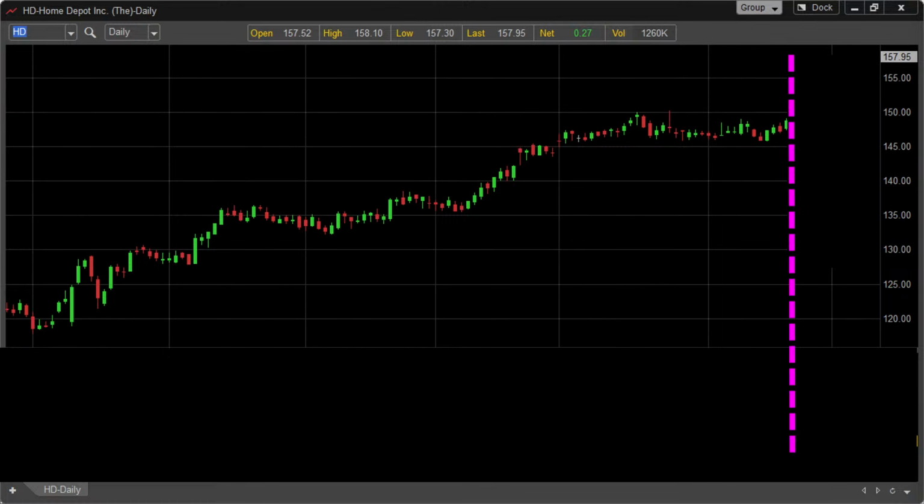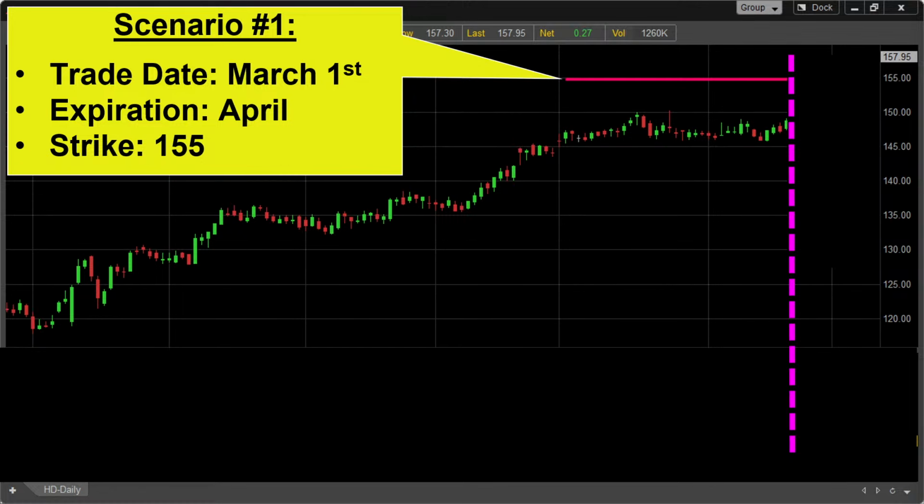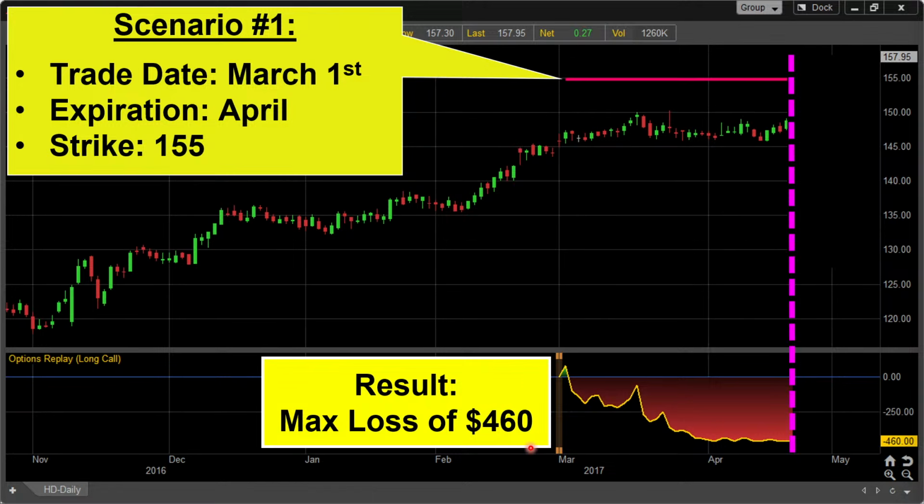So here's scenario number 1, how to do it wrong. You pick a strike price. All right, remember the trade date was here. You pick an expiration date just 1 month away. That's within 45 days, so that's too close. You pick a strike price way up here. That's too far away. The result is you lose $460. It's like, remember, death by 1,000 paper cuts. A little loss on the next one, a little loss on the next one.